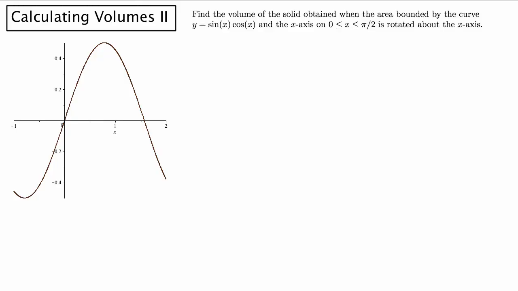Welcome to another MathCast. In this episode we're going to be taking a look at another volume problem. It's a very simple, basic problem in this case using the disk method. We're given the function sine x cosine x and asked to evaluate that function on the interval from 0 to pi halves by rotating it around the x-axis.